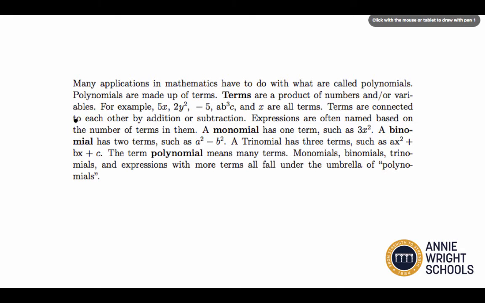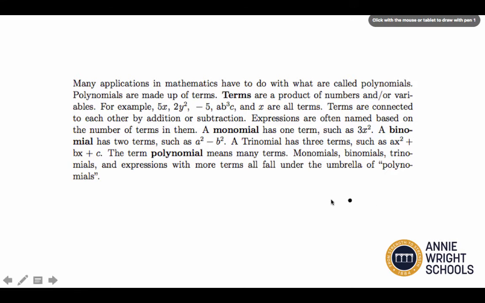So some things here you can read about. Polynomials are made up of terms, and terms are the product of numbers and/or variables, so that's what we've been working with, just one term. That one term is called a monomial. If we had two terms, it's called a binomial. Notice these two terms are separated by subtraction.